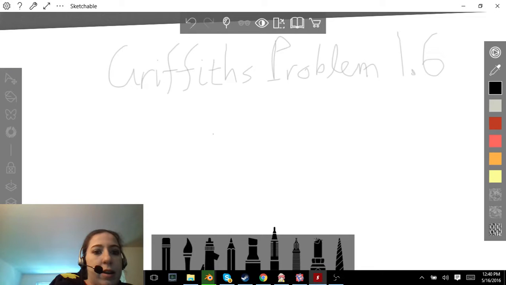Hello, here's another problem. This problem covers Griffith's Chapter 1 only up to section 1.3. So this is about probability distribution. This is a really good warm-up problem for stuff that you're going to be doing a lot in quantum mechanics.